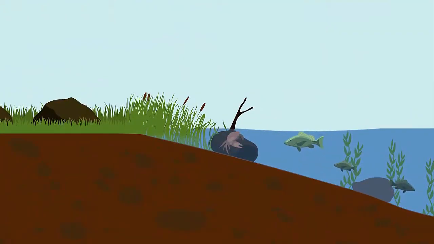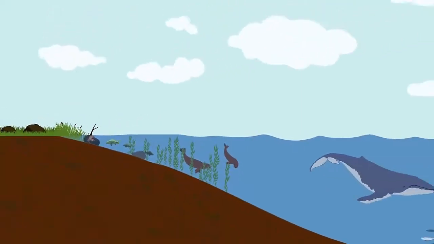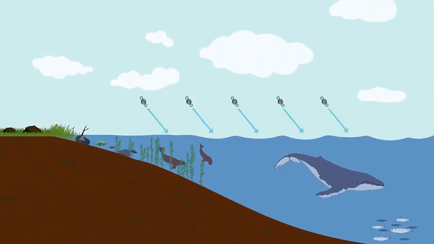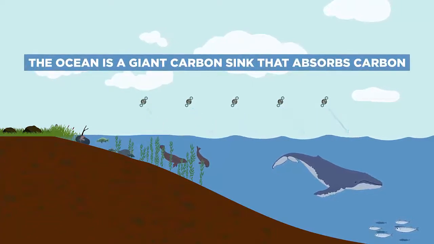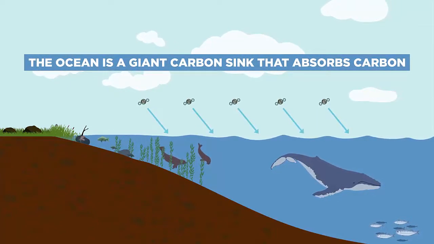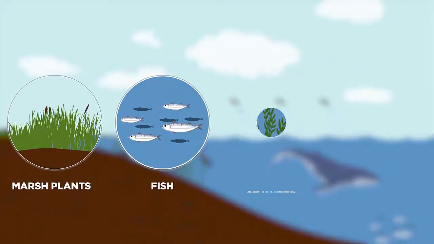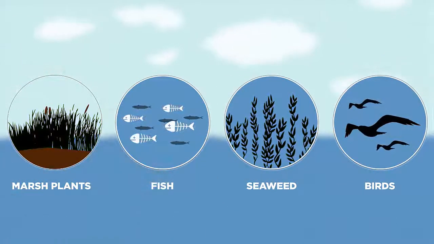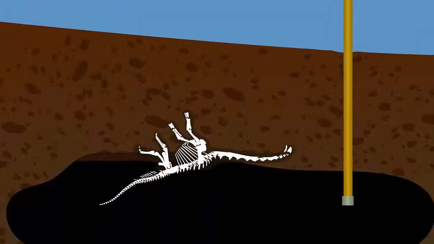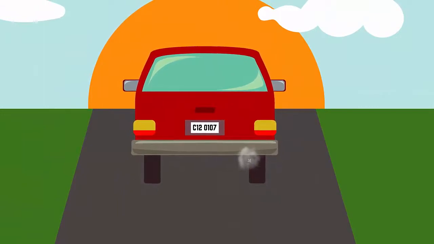Most carbon is stored in rocks and sediments, while the rest is stored in the ocean, atmosphere, and living organisms. These are the reservoirs or sinks through which carbon cycles. The ocean is a giant carbon sink that absorbs carbon. Marine organisms, from marsh plants to fish, from seaweed to birds, also produce carbon through living and dying. Sometimes dead organisms become fossil fuels that go through combustion, giving off CO2, and the cycle continues.